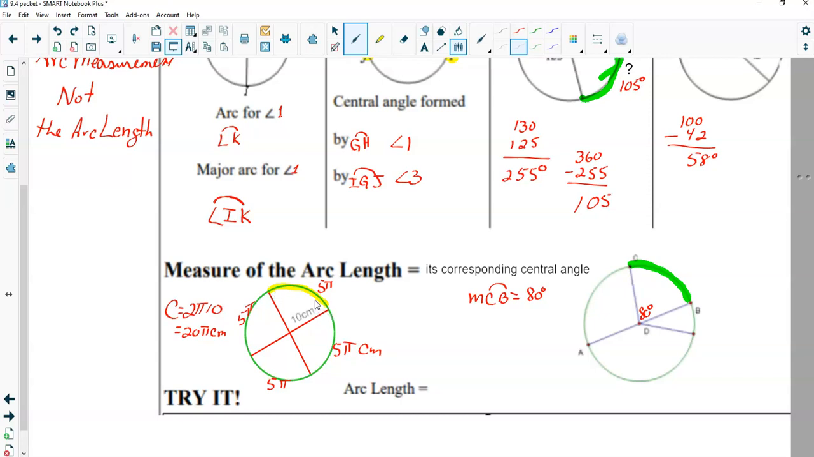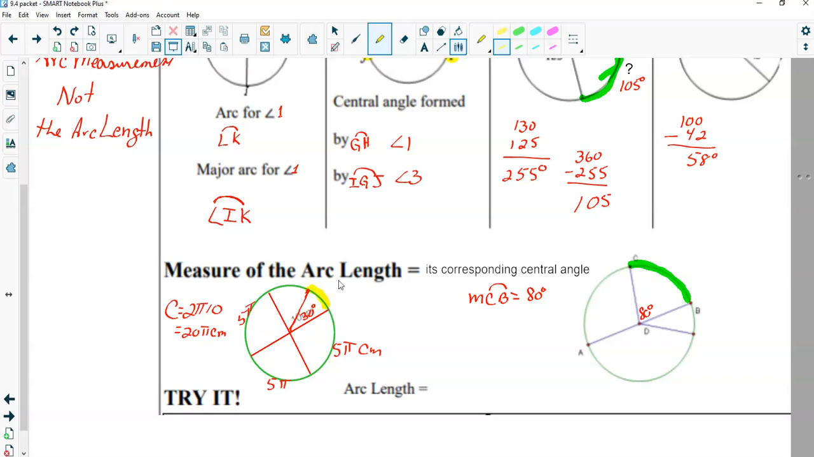But what if it's not 1/4? What if it has a measurement, and let's say I have a line right here like this, and this measures 30 degrees. Well, then what would this measure? That's the question. What would be the arc length from here to here?